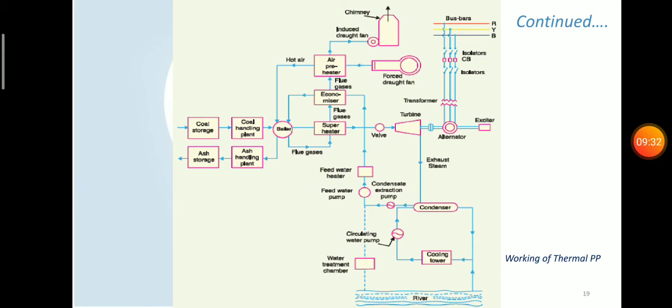And there is a condenser which will convert the used steam back to water and it can be again fed back to the boiler. And there is a cooling tower arrangement and the water pumps for pumping the water from the river to the boiler. This is the complete arrangement of a thermal power plant. By using flue gases in the superheater, economizer and air preheater, we can increase the efficiency of the system.